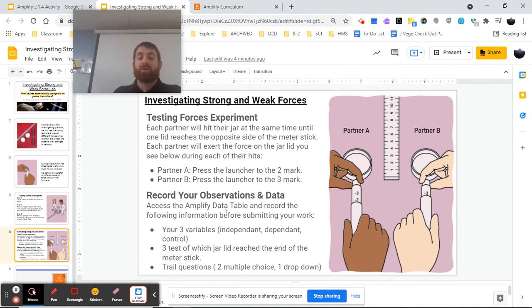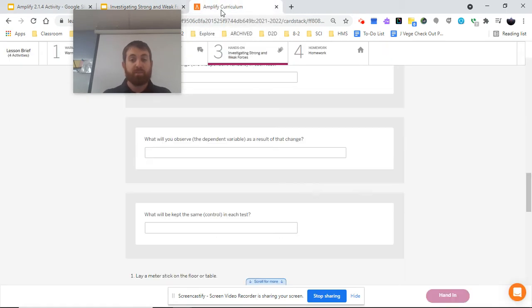And you're going to be going into your data table in the Amplify page to record some information about variables within this lab, the data that you collect about the jar lids themselves, and some questions about how things went. So let's go ahead and take a look how to do that in the Amplify page.